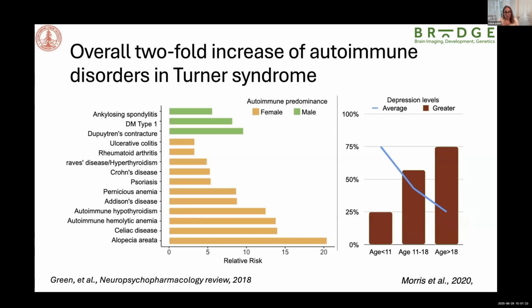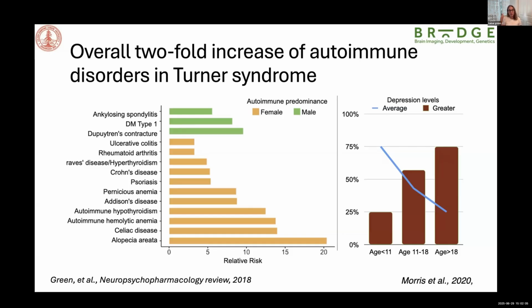When I conducted this review, what I also became more and more aware of is that individuals with Turner syndrome are at much higher risk for a variety of autoimmune conditions. Of course, I think many are aware of the thyroid issues, but also celiac disease is very common, problems with your skin, and also inflammation of the GI system.